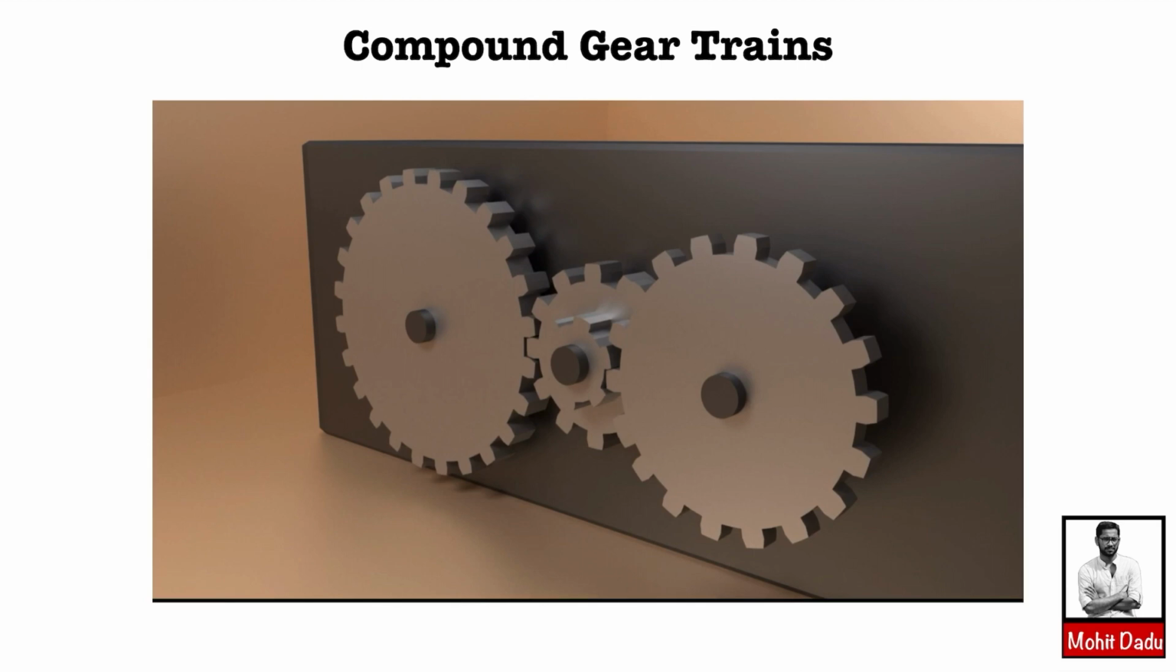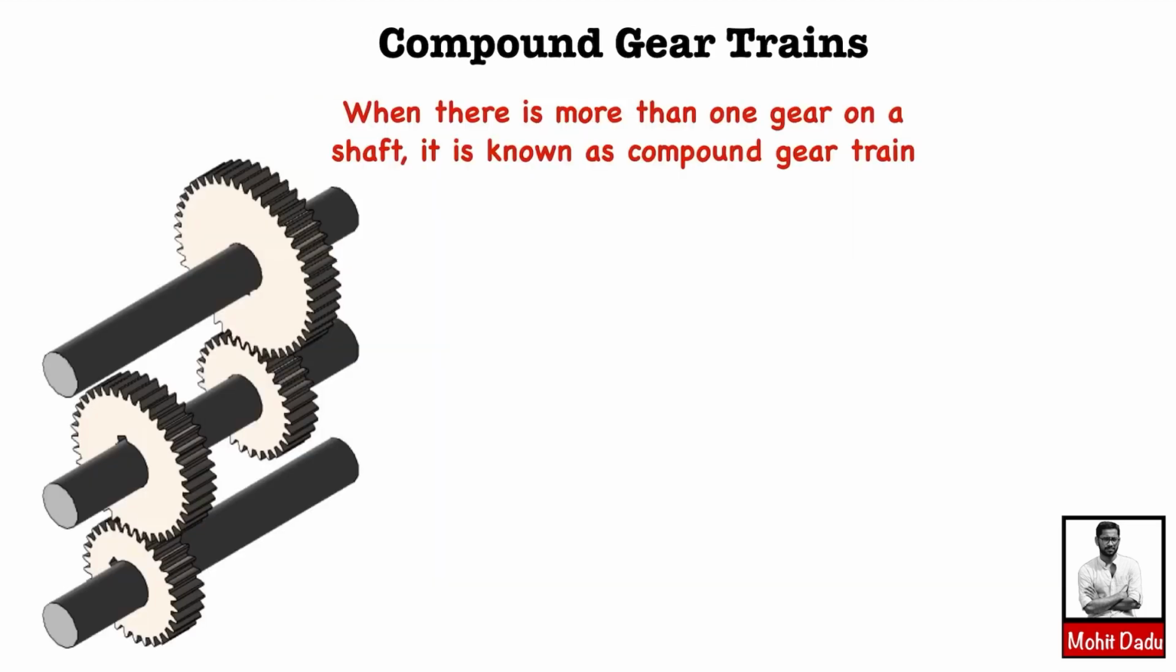In a compound gear train, there will be some shaft which carries more than one gear. When there is more than one gear on a shaft, the train is known as a compound gear train. A similar schematic diagram can also be seen here. I am numbering the gears 1, 2, 3. Gears 2 and 3 are on the same shaft, so that shaft carries more than one gear, and this is the final gear number 4. Here you can call this the driver, and this one the driven.